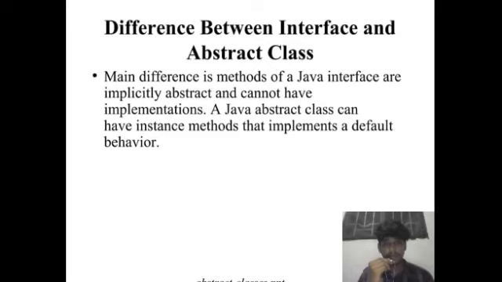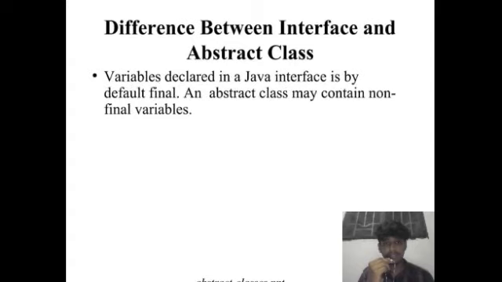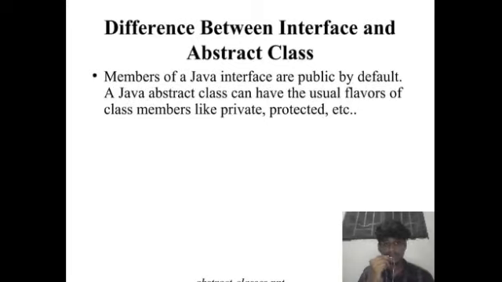The main difference is that methods of a Java interface are implicitly abstract and cannot have an implementation. In Java, an abstract class can have instance methods that implement a default behavior. Variables declared in a Java interface are by default final. An abstract class may contain non-final variables. Members of a Java interface are public by default. A Java abstract class can have various flavors of class members like private, protected, etc.